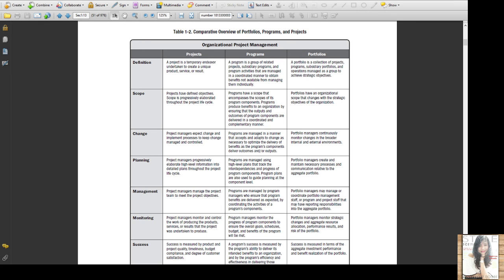Alignment with the organization's strategic business goals can be achieved through the systematic management of portfolios, programs, and projects through the application of organizational project management. Organizational project management is defined as a framework in which portfolio, program, and project management are integrated with organizational enablers in order to achieve strategic objectives.